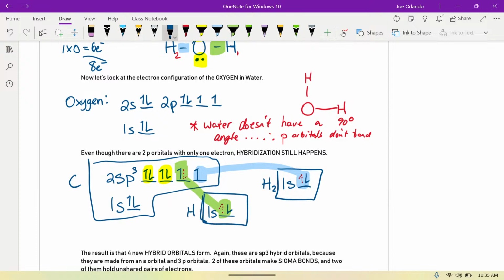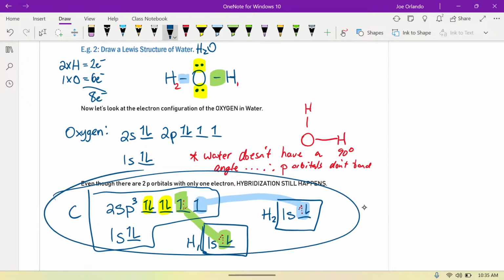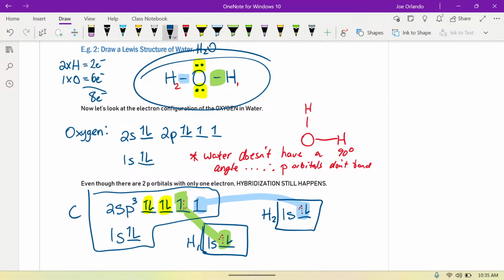Right? So there we go. This is the electron configuration that explains this Lewis diagram. Does that feel okay? And again, why doesn't hydrogen have to form hybrid orbitals? Because it can't, because its orbitals are in quantum level 1, the first shell, and there is no p orbital in quantum level 1. So hydrogen is the one thing that can't form hybrid orbitals because there's nothing to hybridize. There's nothing to share. There's nothing to combine with.